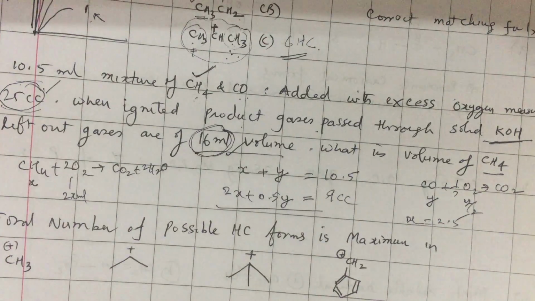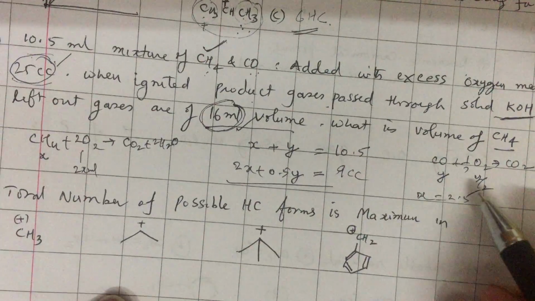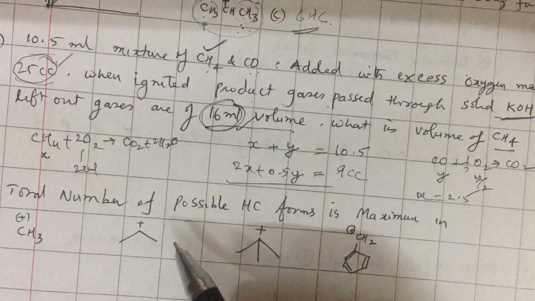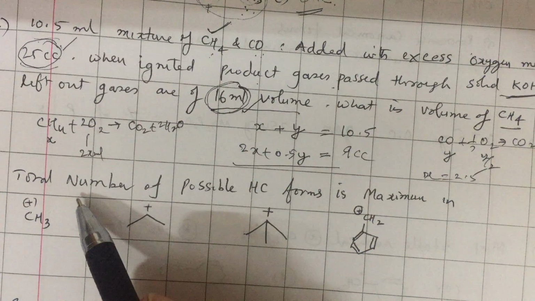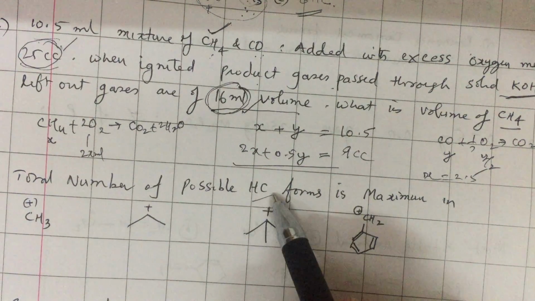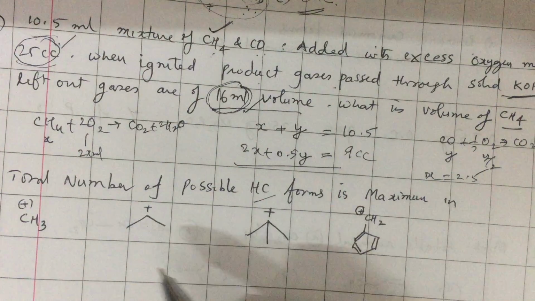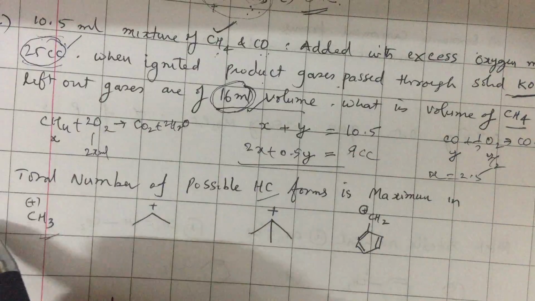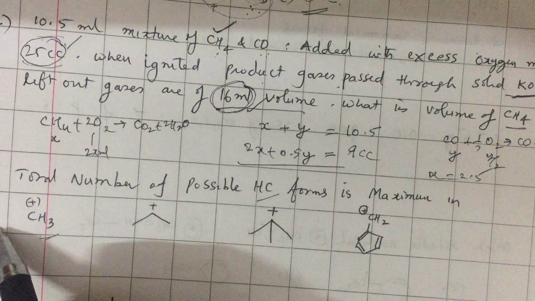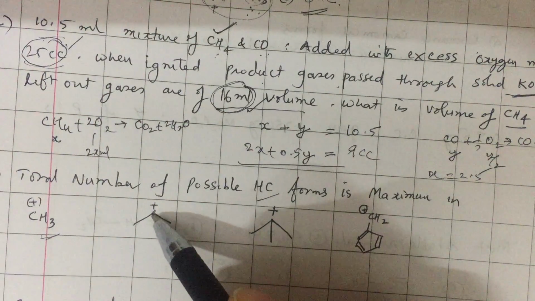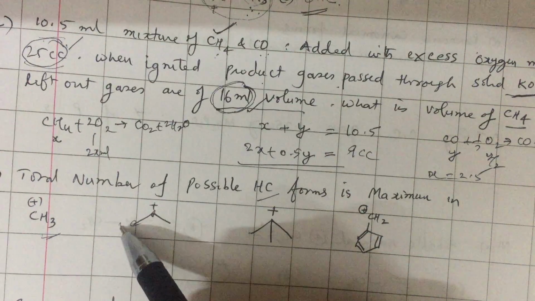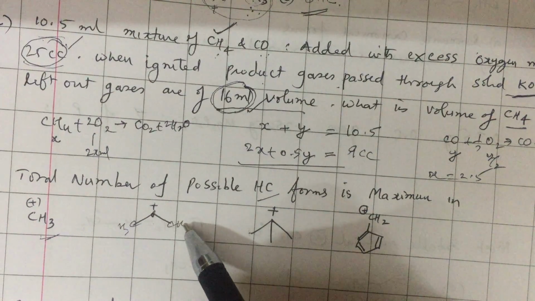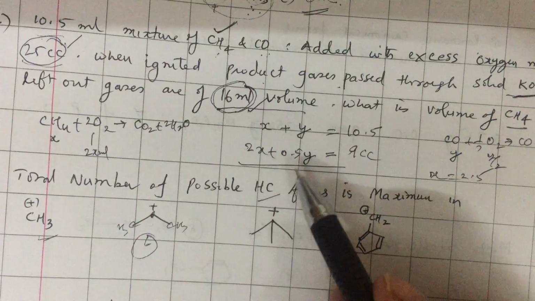So this type of problem is called eudiometry. Okay. The total number of possible hyperconjugation forms is maximum in methyl group. There are no hyperconjugation forms. Carbocation is not linked to carbons having hydrogen. Isopropyl carbocation has, here there is a CH3, here there is CH3. It has 6 hyperconjugation forms.